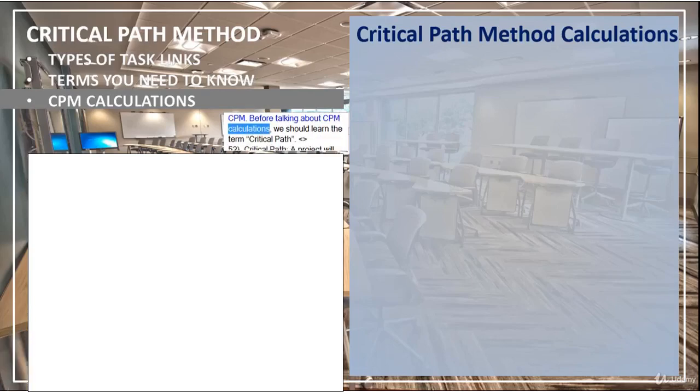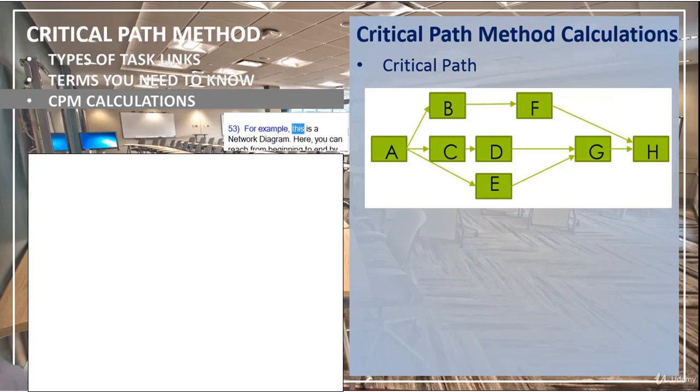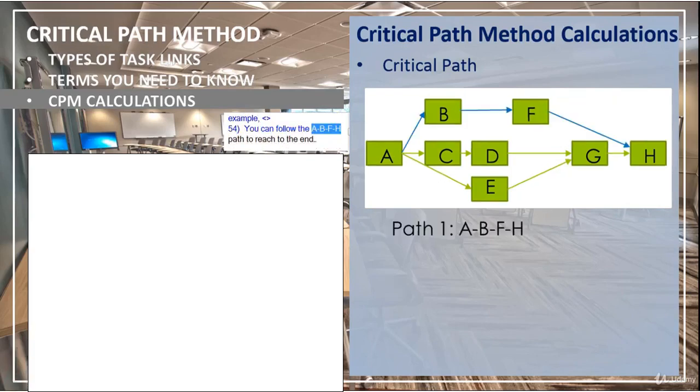Before talking about CPM calculations, we should learn the term critical path. A project will cover many tasks from beginning to end. These tasks are linked to each other to create a network diagram. For example, this is a network diagram. Here, you can reach from beginning to end by using different paths. For example, you can follow the ABFH path to reach the end.